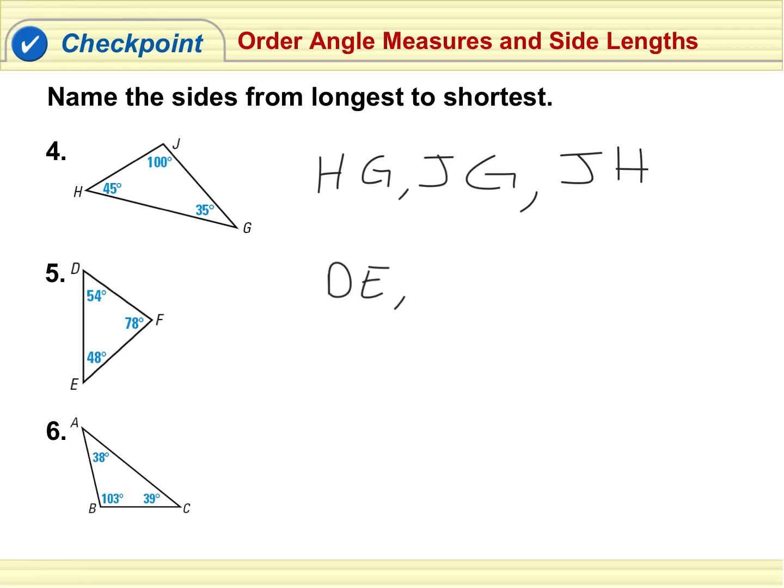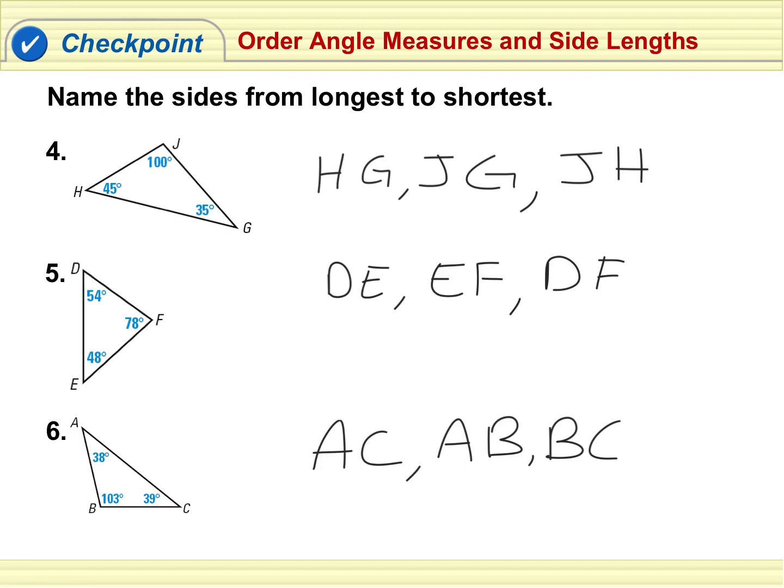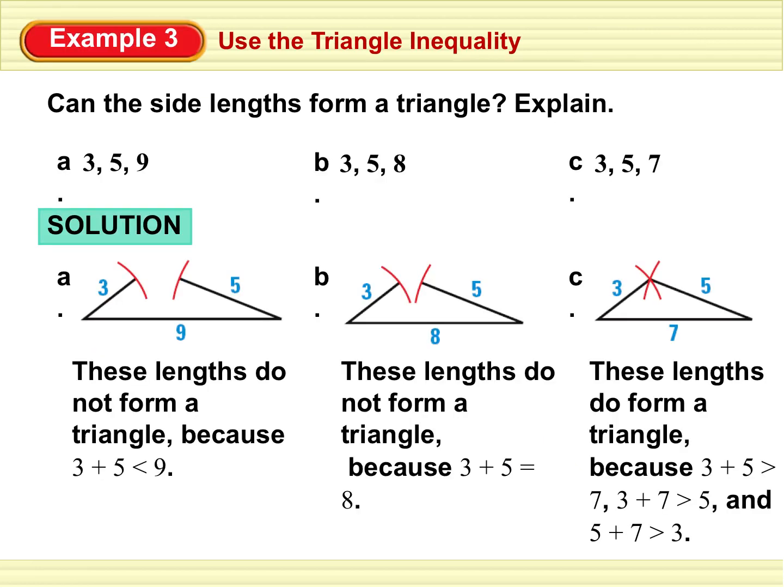DE. What's next? EF. DF. Last one here. AC. You got it. Okay, one more we got to talk about.